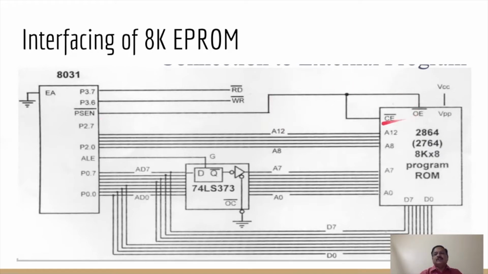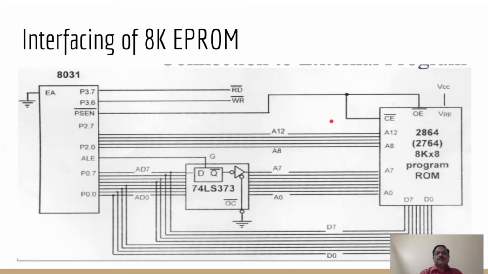So that is going to the chip select and output enable of this EPROM chip, right? Here you can find the two signals, read and write bar, that are not connected. And once again, the EA bar signal is connected to ground, showing that we are interfacing the external memory. Well, that is how the EPROM is interfaced.